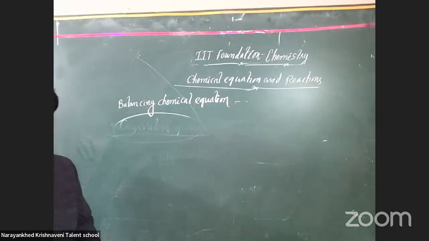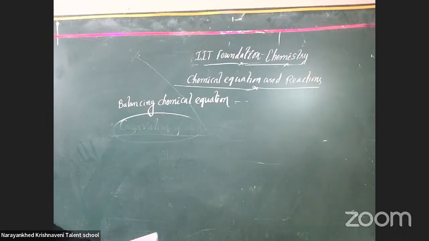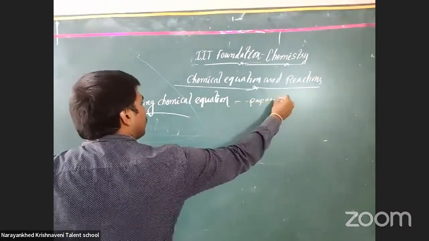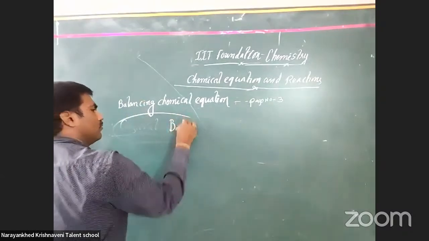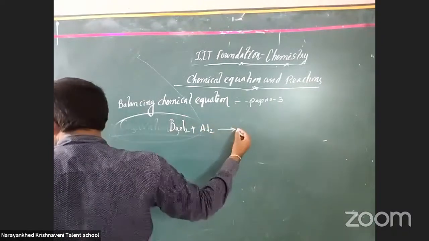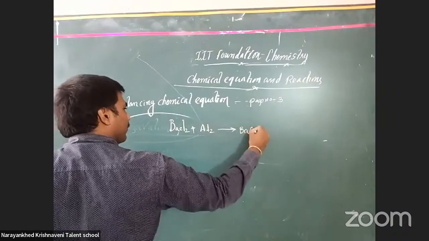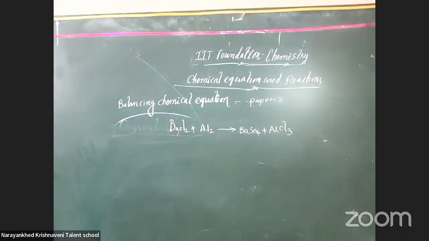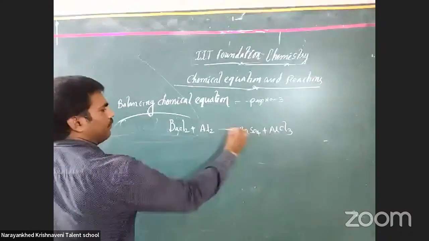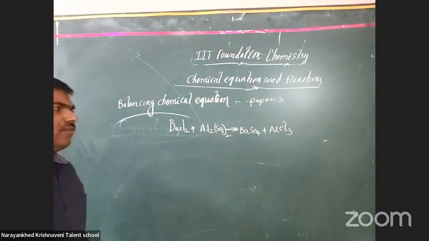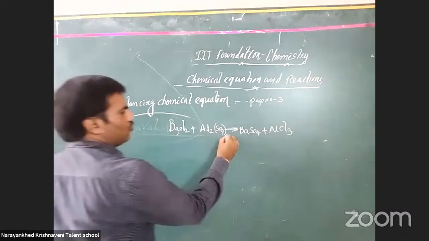How to balance a chemical equation? One second. Here is the equation: BaCl2 combined with Al2(SO4)3 gives BaSO4 plus AlCl3. The purpose of this is that we should first take the elements here.